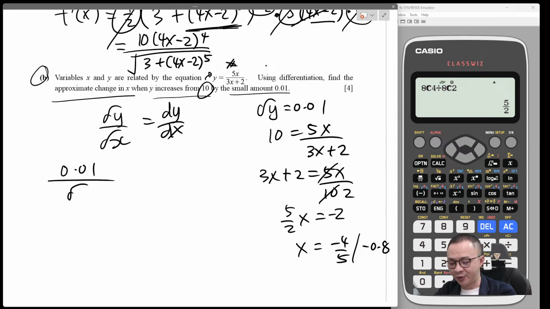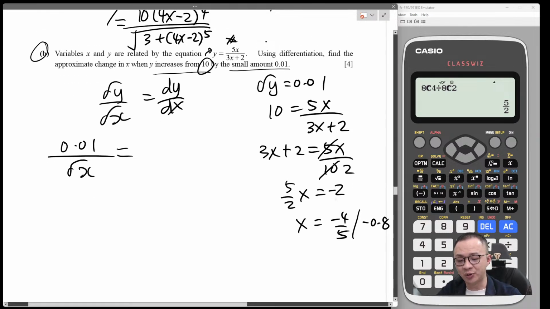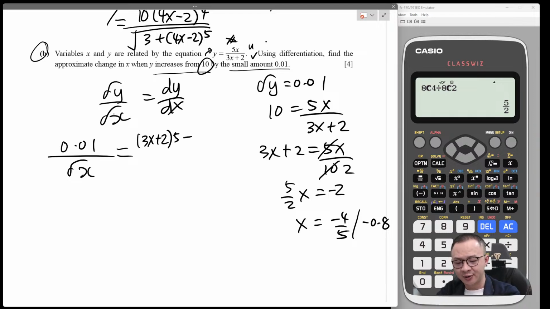Change of x, I need to find because they asked me to find approximate change in x. So this is what I want to find. I do not know my dy dx, so I want to do a dy dx at the same time. Dy dx, this is the quotient rule, right? U and v. Copy the v, differentiate the u. Minus, copy the u, differentiate the v. Divided by v squared.